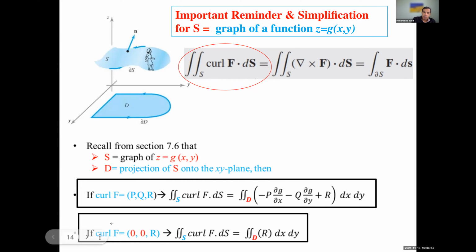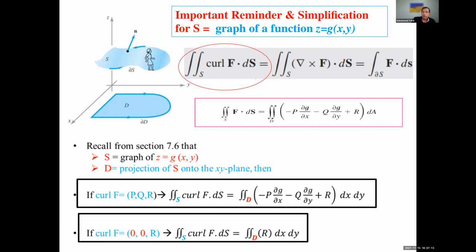In most of our cases, we've seen an example: what if curl F equals (0, 0, R)? In this case, there is no P and no Q. So we end up with just the double integral of R dx dy, which makes it much easier to compute whenever we have the graph of a function and the curl gives us a first component that is 0 and a second component that is 0. So that's the basis for most of the examples we have done.